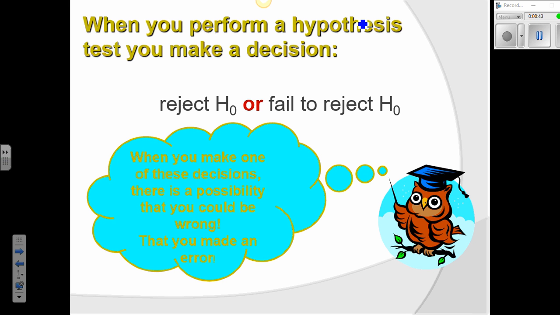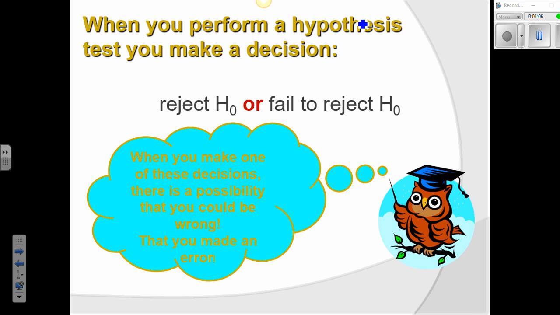Question for you. When you make one of these decisions, there is a possibility that you could be wrong. Which means if you rejected H0, maybe you shouldn't have. Or maybe when you failed to reject H0, you should have. And there's going to be errors along the way, right?